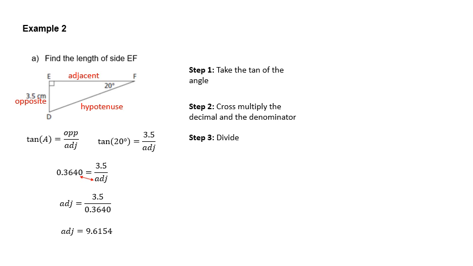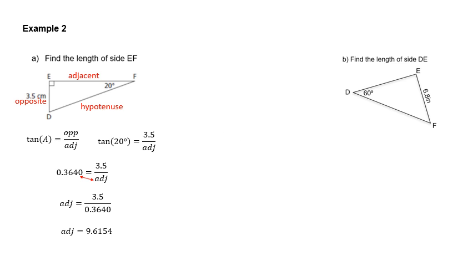Okay, so the 3 steps to find the adjacent side are: take the tan of the angle, just like we did before, cross multiply or switch the decimal and the denominator, and then divide. So let's look at the second example. We want to find the length of DE. Take a second and see if you can do it, and come back and see how you did.